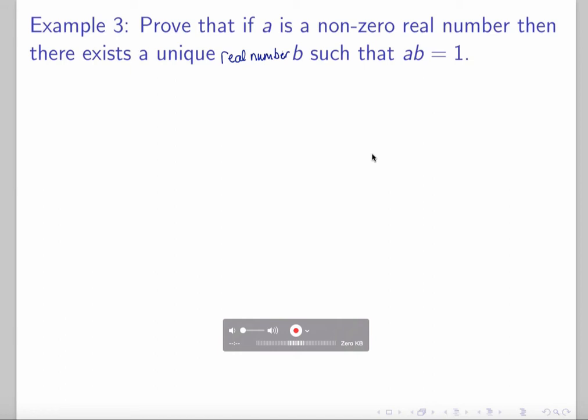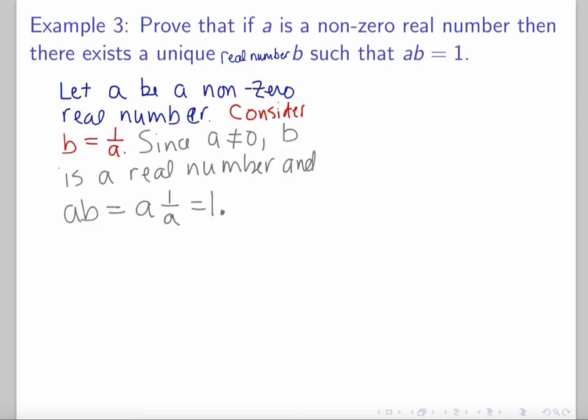So in our next example, we're just going to extend the last example. This says, prove that if a is a non-zero real number, then there exists a unique real number b such that a times b is equal to 1. So first we need to prove that it exists. The first part of this proof is exactly the same as what we had before. This is just the proof from before.